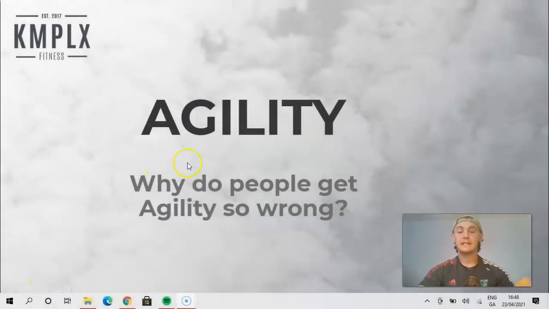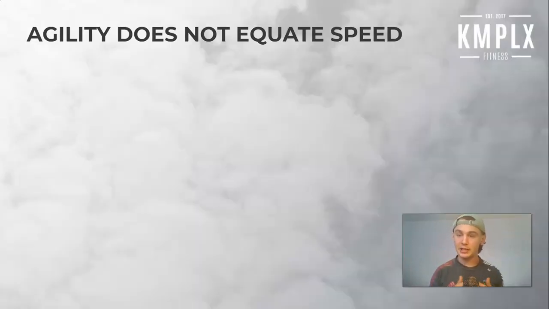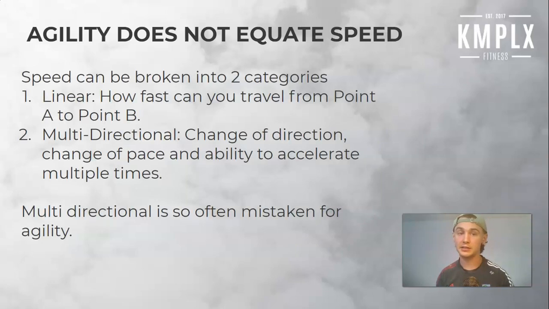But first things first, I will not be talking about how to train agility. I think that is going to be quite hard to do on a PowerPoint in front of a camera in a small room, so that will be for another day. So, why do people get agility so wrong? That's my main question, because people usually put agility and speed in one bracket, but agility does not equate to speed, so they are not the same.